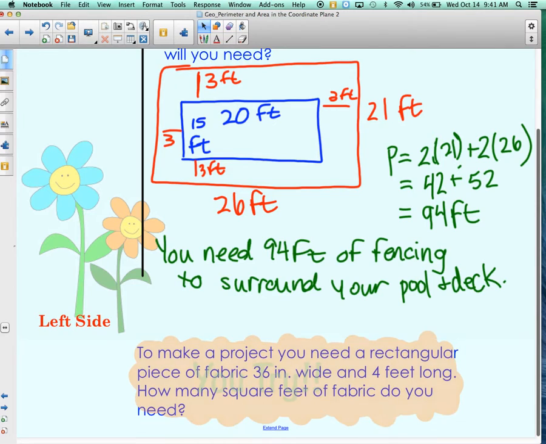So, you try it. If you could pause the video and take a second to try this, that would be awesome. I'll post the answer with the notes later.